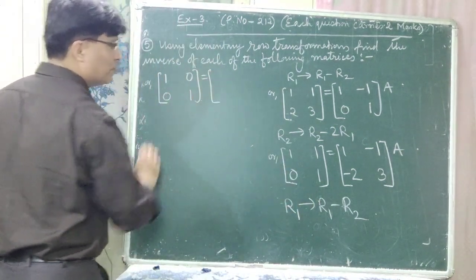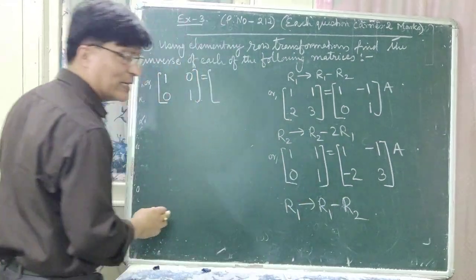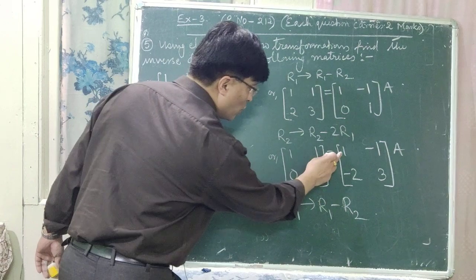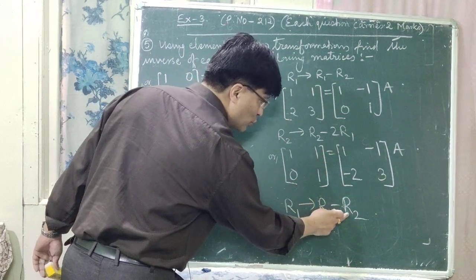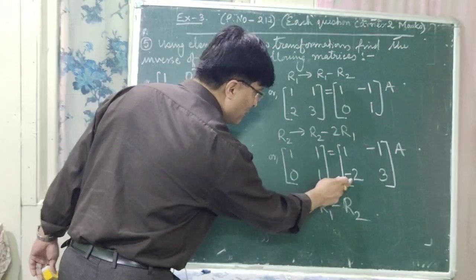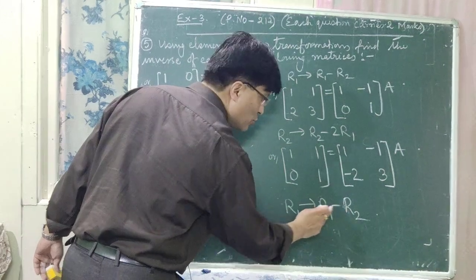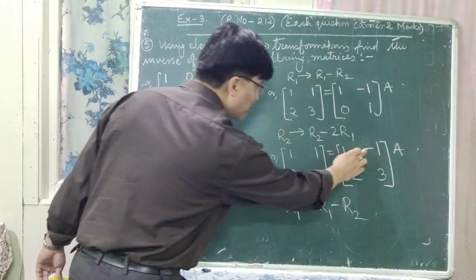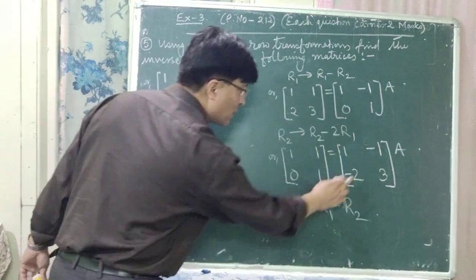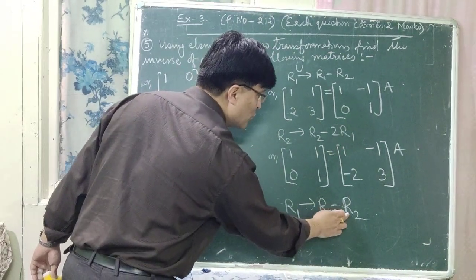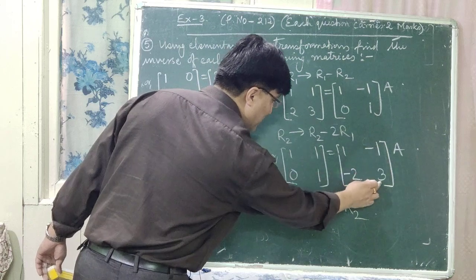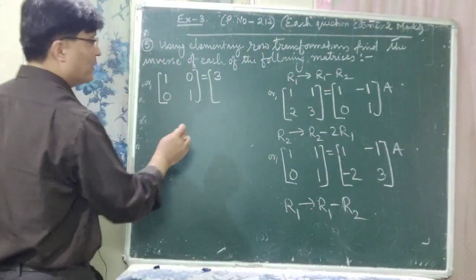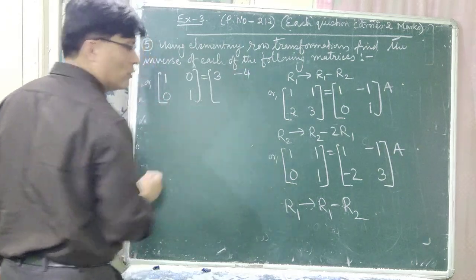Which is equal to, now what is R1 minus R2 again? Here also you have to use the property R1 minus R2. 1 minus minus 2, minus 2 minus plus 2, 1 plus 2 is 3 here. Similarly, minus 1 comes here. Row 1 minus row 2 means minus 1 minus 3. What is it? Minus 4.